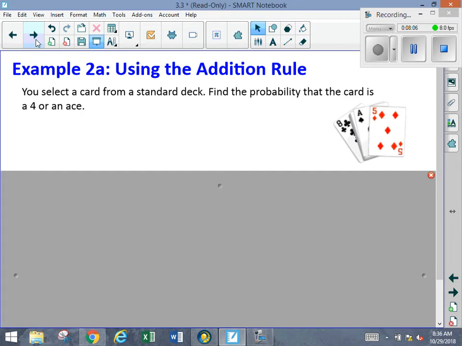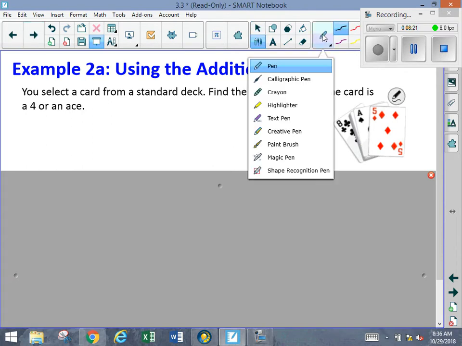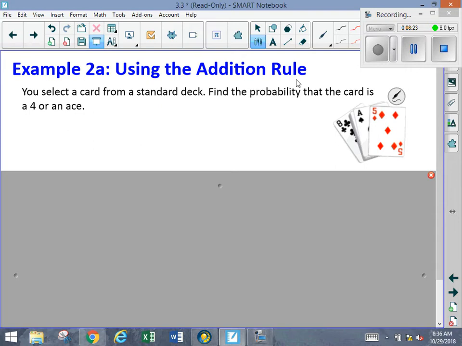Alright, so we're going to find the probability that a card is a 4, or it's an ace, okay? So, first of all, let's determine, are these two events mutually exclusive? Is it possible to draw a card that is both a 4 and an ace?